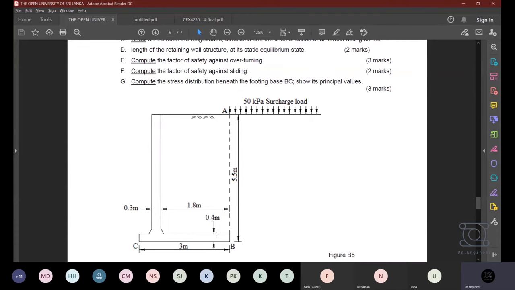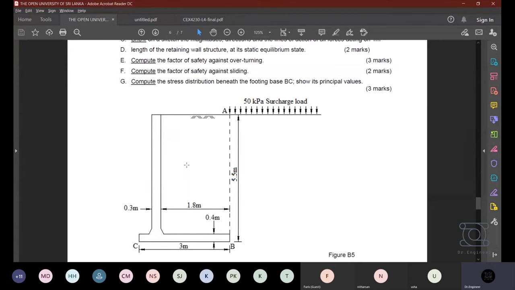What is the weight of the soil? You have to first consider the area of the soil. The height of the soil is 5.1 meter, because I am deducting this 0.4 meter, the base of the retaining wall, which is concrete. So I am removing that. The width of the soil is 1.8 meter. That weight of soil is acting on the base, and they have said per meter, so into the paper, we are considering only 1 meter. So the volume is 5.1 into 1.8 into 1. So you have to find the volume.